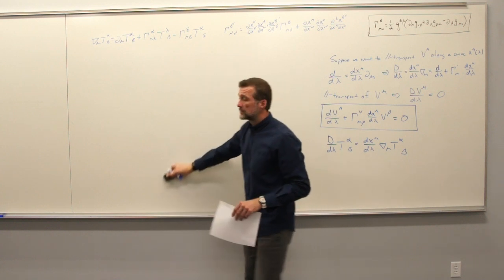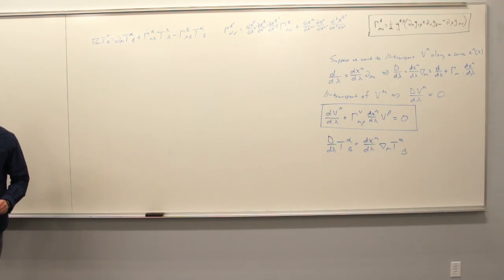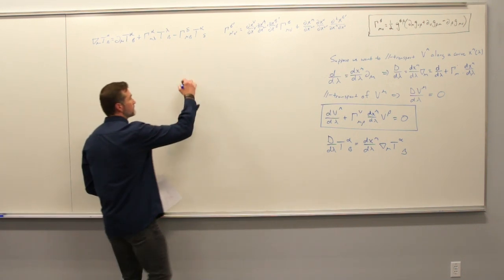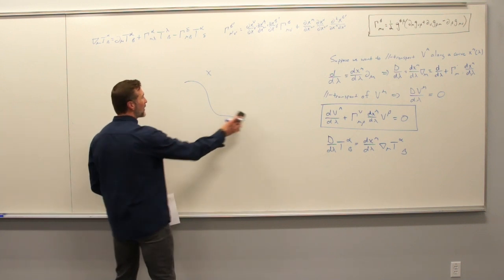Yes, go ahead, Madison. So you drew lambda as a straight line there, but if lambda was curved, how would we define something being parallel? What I'm about to show you.